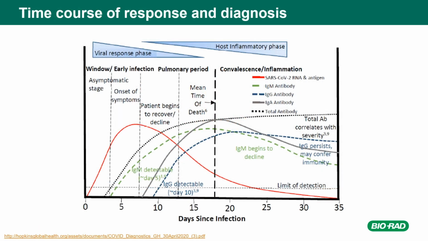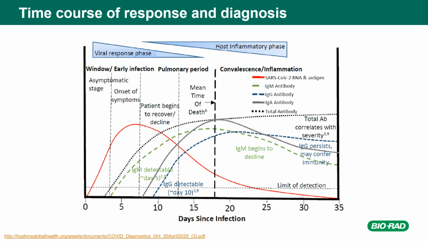This is a graph showing the time course of response and diagnosis. We're all familiar with these kind of graphs that highlight the rise and fall of various markers that can be tested using routine laboratory methods. SARS-CoV-2 RNA detection by RT-PCR is the gold standard for diagnosis, and its use is widespread. Depending on the sensitivity of the test, the presence of RNA is detectable within days of infection and possibly prior to the presence of symptoms, with peak viral load at approximately 7 to 8 days after infection.